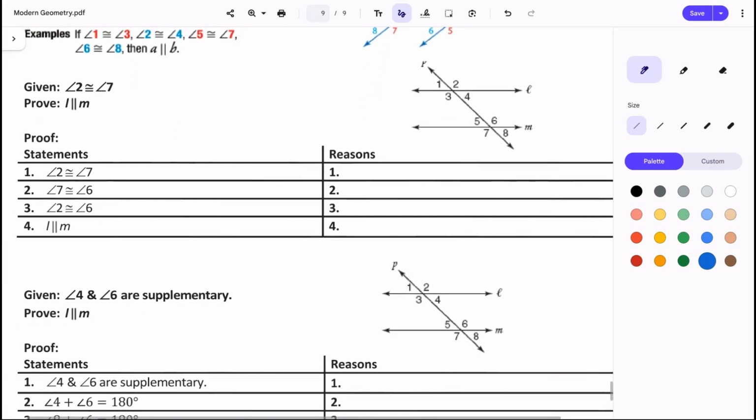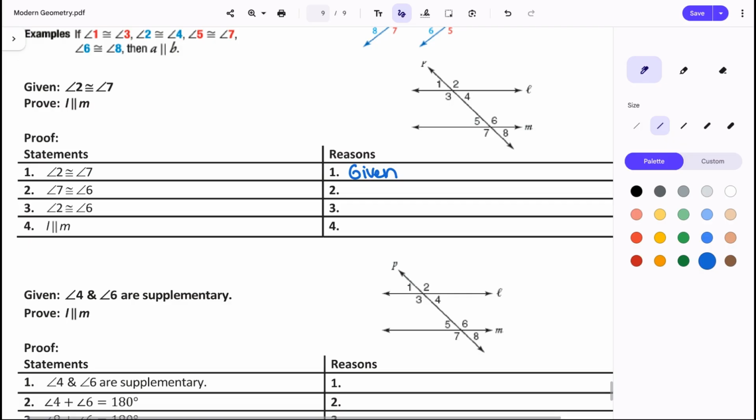Okay, so take a look at what they have here, and they were nice and they gave us all the statements, so we just have to figure out what the reasons are. So they're giving us the fact that angle 2 is congruent to angle 7. What do we always put down for our first reason, guys? Given. So we know, according to this problem, that angle 2 and angle 7 are congruent. That means that they're equal to each other. They have the same measure.